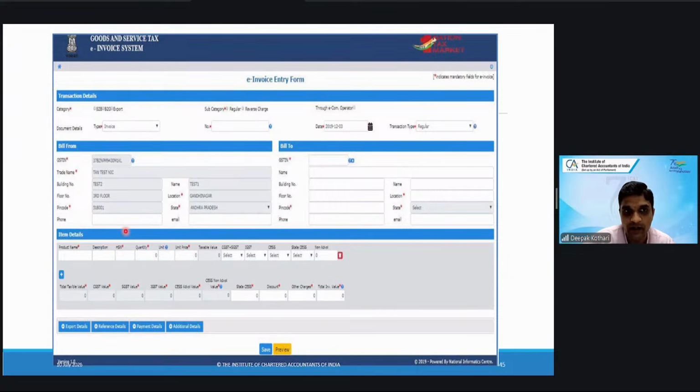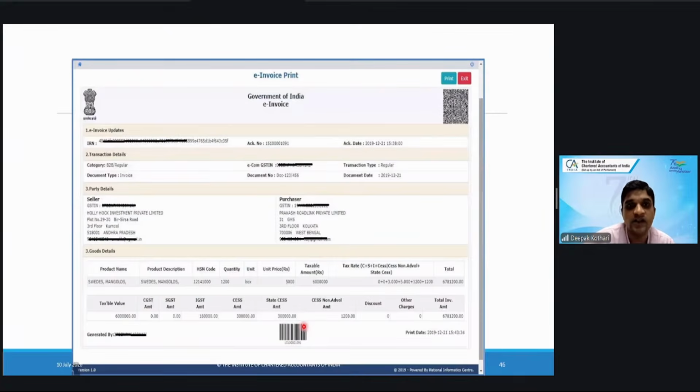All this gets auto-populated because when you did registration, all these details had come. And to whom you supply, mention his GSTIN number, all these details will come. You have to mention the item-wise product name, HSN code; multiple products can be added. And once you save this, what happens?